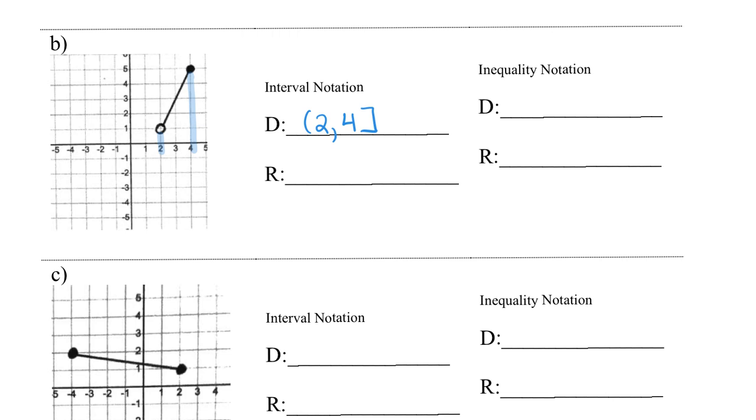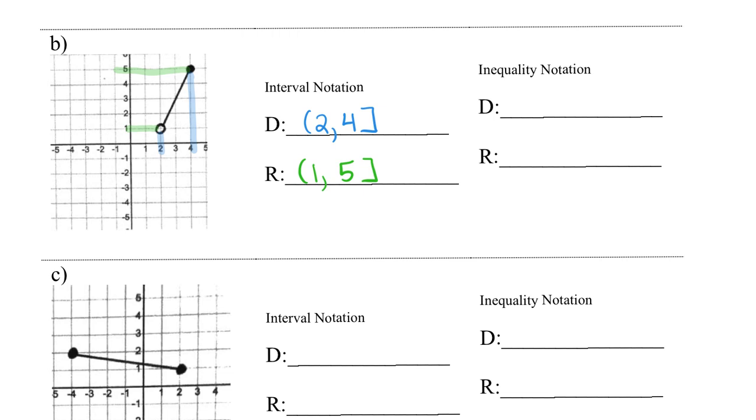Okay, for a range, we're going to look in the y direction. Along the y-axis, the lowest y value this graph starts at is here. At y is 1, open circle, parenthesis 1. The highest y value this goes to is here. That's a closed circle, so it's going to be 5 bracket.